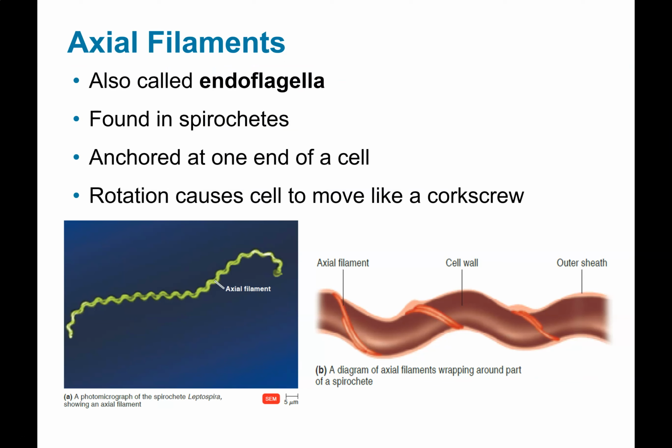So axial filaments are a special kind of flagella. They're also called endoflagella, and they're only found on the spirochete-shaped bacteria, those very long corkscrew-shaped bacteria. And the flagella is anchored at one end, as it is in regular bacterial flagella. The difference is the flagella is not protruding out in the environment. The flagella is actually wrapped around the bacterial cell, and it's contained underneath this outer sheath. So what happens when that flagella rotates 360 is that it causes the entire organism to rotate and to move in a corkscrew-like fashion.